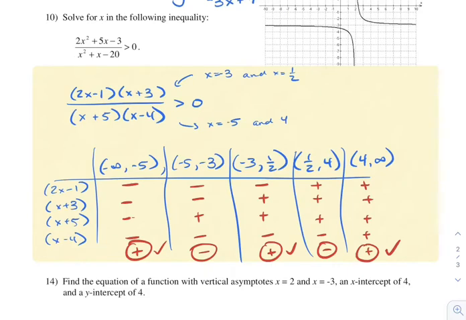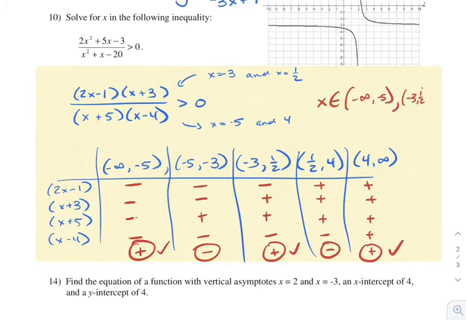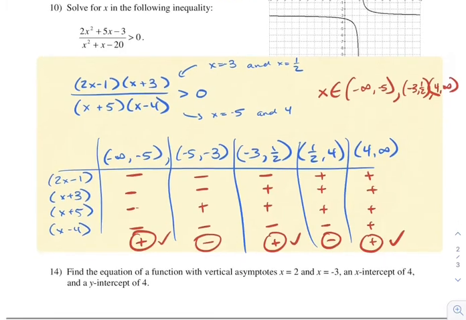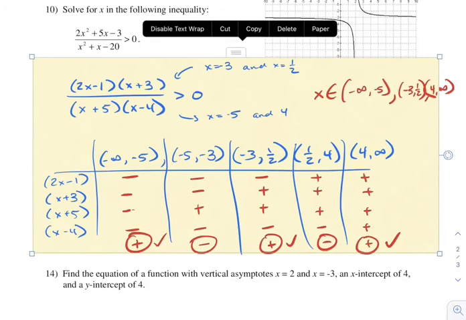So there's 3 intervals. In this case, for that to be true, x is going to be an element of that first interval, negative infinity to negative 5. It's also going to be part of negative 3 to a half. And it's also going to be a part of 4 to infinity. And that's that question. So those are those inequalities. So once again, pause it if you need, but that's that one.